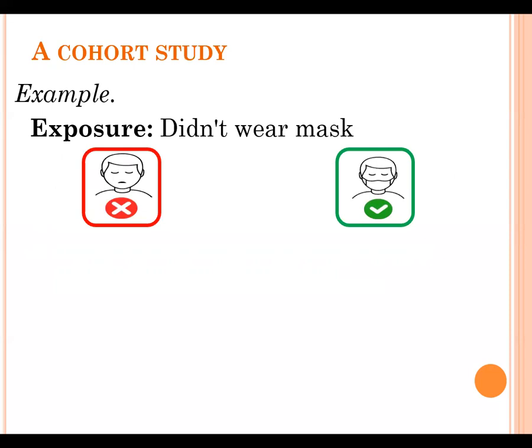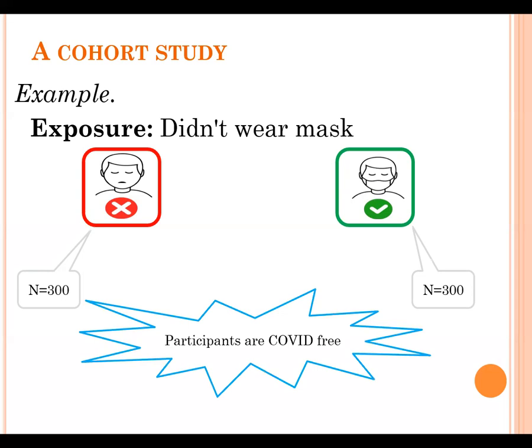Let us consider a cohort study where the exposure variable is wearing a mask or not. This is totally an example. Suppose 300 participants are enrolled in each group, so a total of 600 participants are enrolled to conduct a cohort study to test the hypothesis of the impact of wearing masks on getting COVID-19. During enrollment, all participants are COVID-free. Please remember that all participants are COVID-free during enrollment.